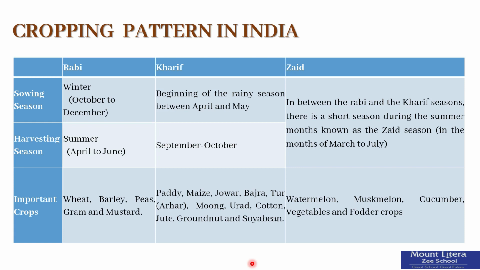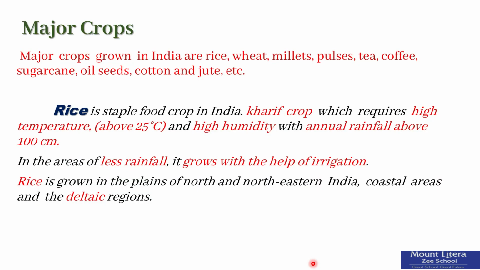Major crops. A variety of food and non-food crops are grown in different parts of the country depending upon the variations in soil, climate and cultivation practices. Major crops grown in India are rice, wheat, millets, pulses, tea, coffee, sugarcane, oilseeds, cotton and jute, etc.